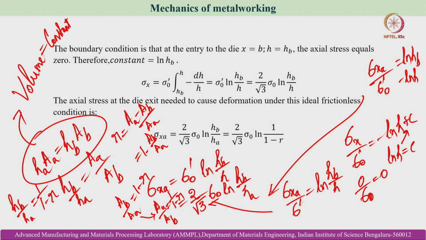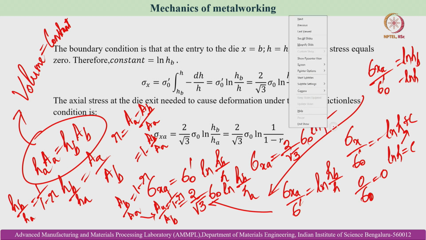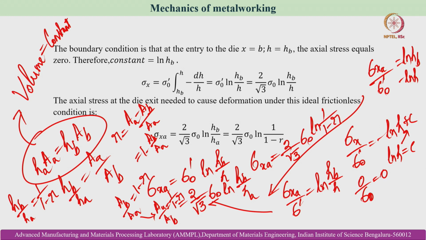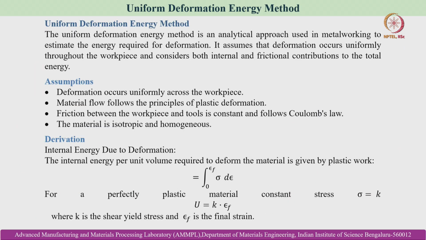Then if we put this expression for sigma x a, the expression becomes sigma x a is equal to 2 by root 3 sigma 0 into ln h_b by h_a, that means ln 1 by 1 minus r. So, this is the resultant expression for the ideal frictionless condition, that is the axial stress at the die exit. Okay, so hope it has been understood.